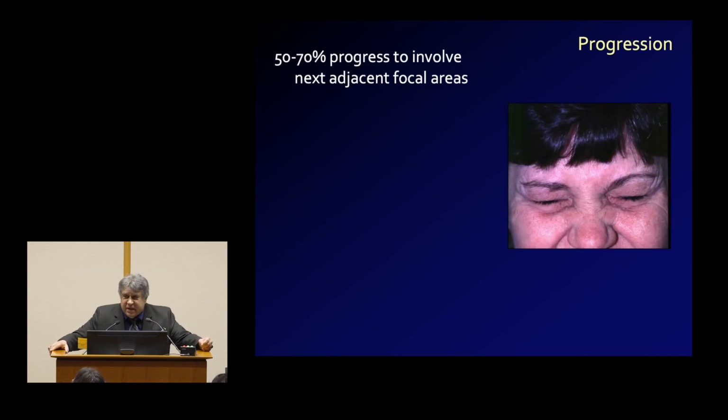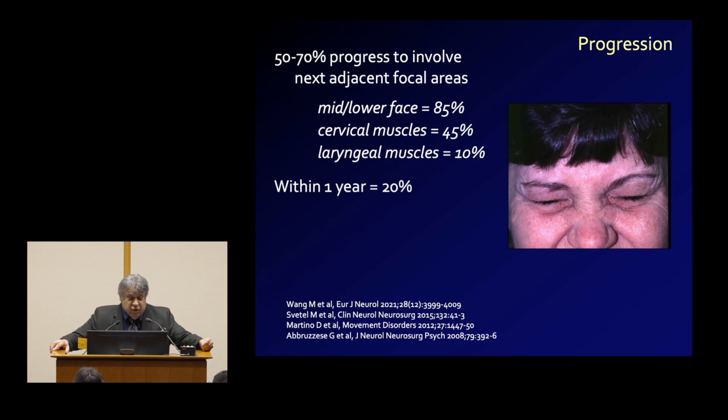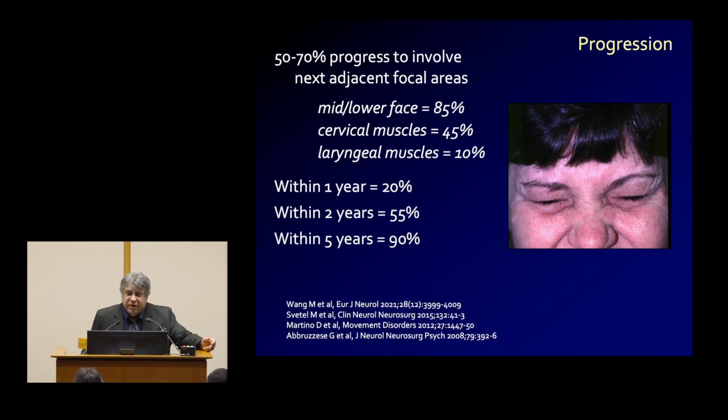Between 50 and 70% of patients with blepharospasm will progress from one focal area, the lids, to the next focal area, the mid-face, and then sometimes to the next focal area, the neck. Of those who are going to progress, 85% progress to the mid-face, 45% to the cervical muscles, and 10% to the laryngeal muscles, affecting speech. About 20% do so within the first year after the onset of the disorder, about half within the first 2 years, and most of them within 5 years.